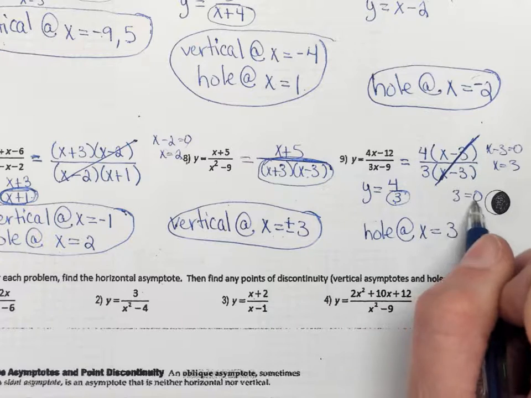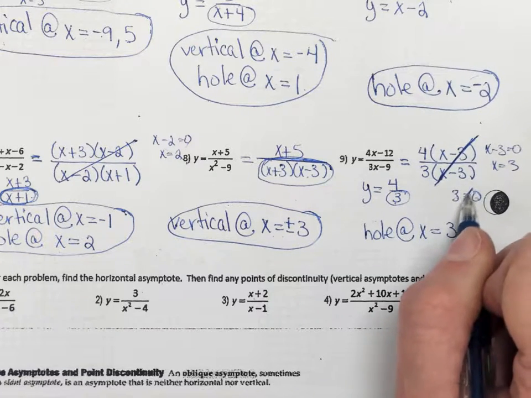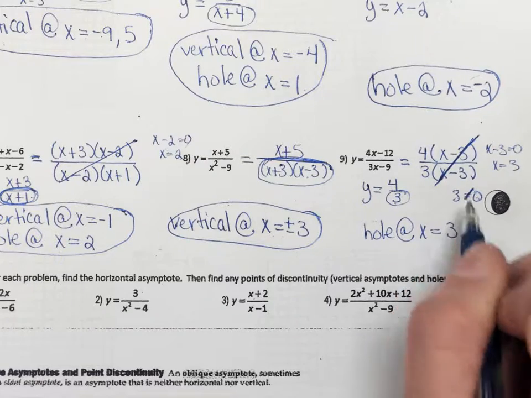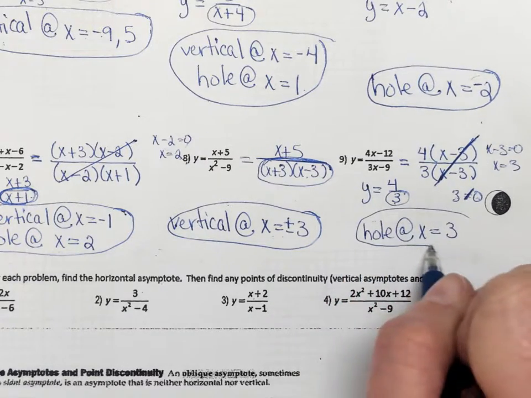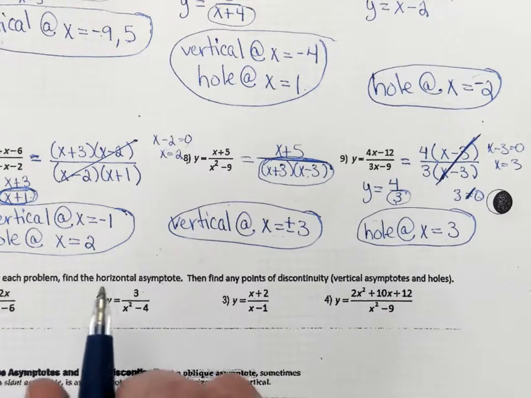Okay, on the denominator, is there any way that you could ever make 3 equal 0? There's nothing to move. There's nothing to solve for. 3 is never going to equal 0. It's not true. So if you can never make the bottom equal 0, you will never have a vertical asymptote. So you're just going to have a hole at x equals 3.